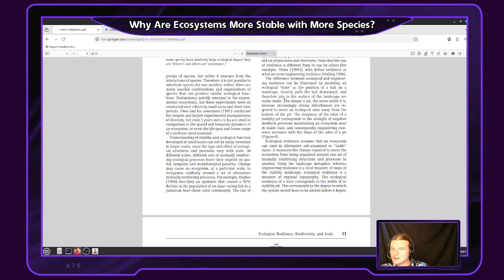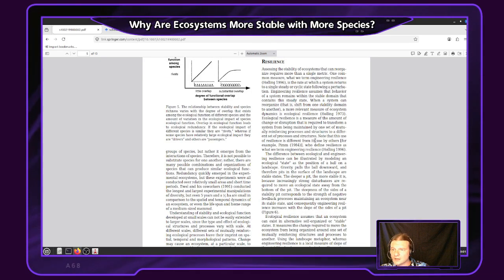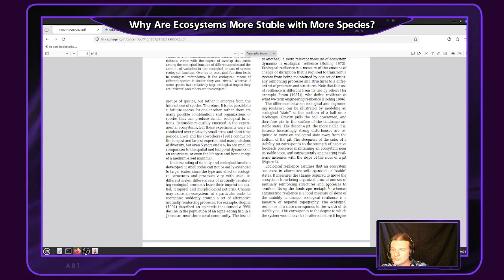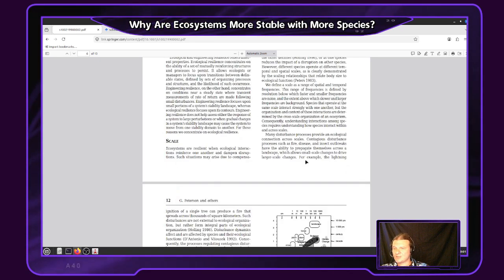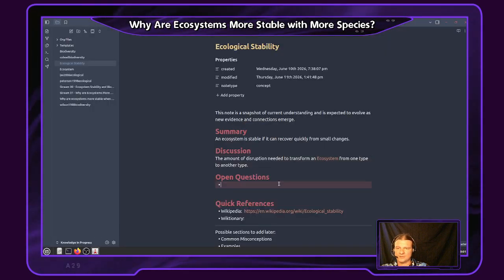Looks like we've got a gravity-based metaphor, but that's not really helpful. So we'll leave that for now. So we have an answer here. We have the amount of disruption needed to transform an ecosystem from one type to another type. And we should also put our footnote here. This is going to be Peterson.